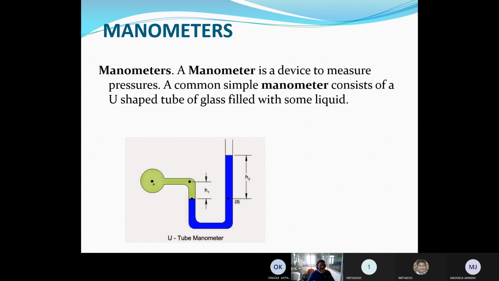The fluid or liquid filled in the manometer is called manometric fluid. One limb, the left limb, is connected to the pipe in which we have to measure the pressure, and the right limb is left open to the atmosphere. Because of the atmospheric pressure, the liquid moves up into the pipe side. These pressure differences help us find out the pressure.